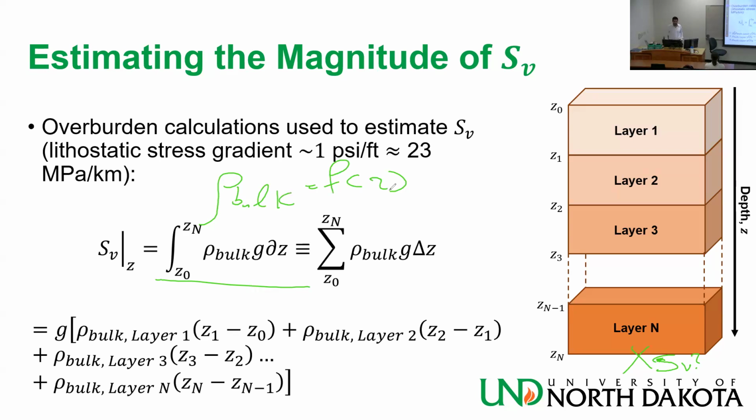So most likely you will have to resort to an approximation, which is what we have on the right with the sigma. It's a summation of rho bulk multiplied by g, and then delta Z, the height of that layer. And we talked about how if you use American units, if you use pound mass, you do not need to multiply by g to get the pound into pound force.